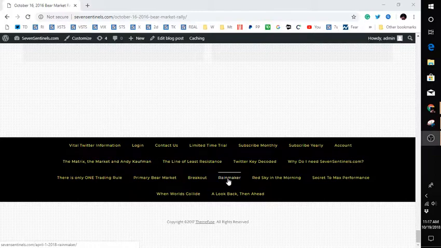There's another article here called Rainmaker, and it talks about all the warnings the market gave us through 2017 that it was topping, it was setting all-time records. 2017 will be the standard by which we judge tops of markets in the future. Red Sky in the Morning explains these warnings too.